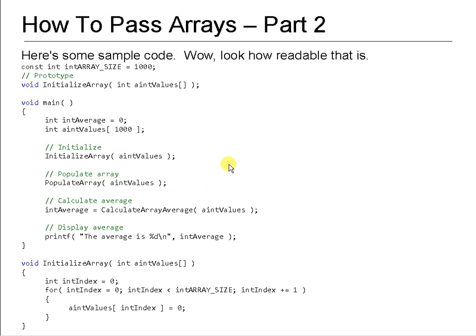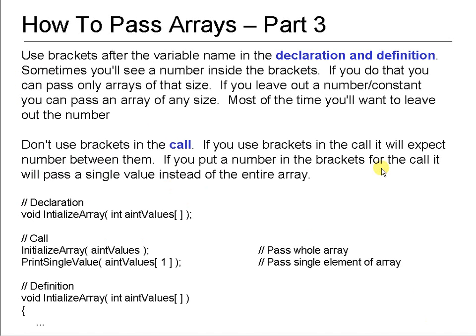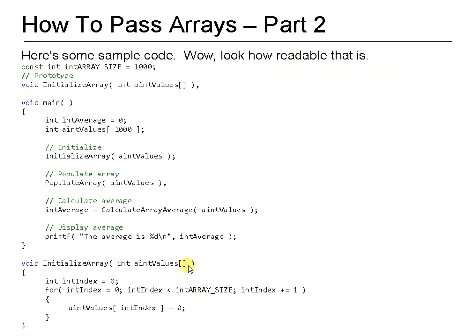So that is an example of how to pass an array. Now you use brackets after the variable name in the declaration and the definition. Sometimes you'll see a number inside the brackets. If you do that, you can pass only arrays of that size. If you leave out the number or the constant, you can pass an array of any size. Most of the time you'll want to leave out the number. So if we go back here, we can pass in an array of any size. Now, because we're using the constant here, that's kind of limited. We're going to develop this and get more advanced, but right now we're going to start with training wheels.